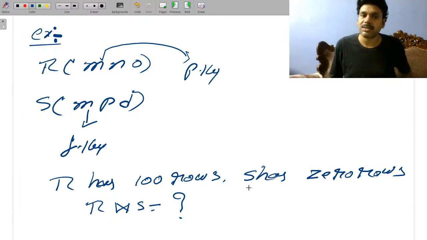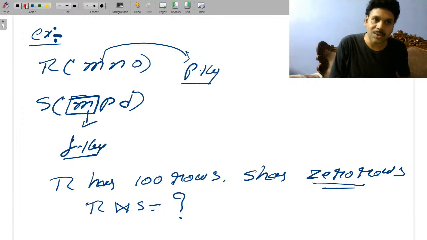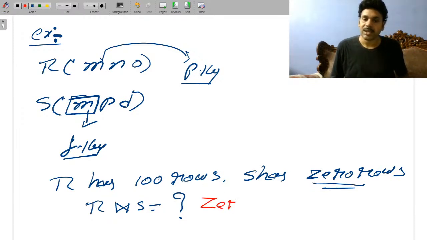Simply you can say, for natural join, the minimum and maximum size of join, whenever primary key and foreign key is mentioned, always depends on your child instance only. So what is your child instance here? S is the child instance. As S has 0 rows, our answer is 0 only. 0 comma 0 is your answer. That is the minimum and that is the maximum. Clear?